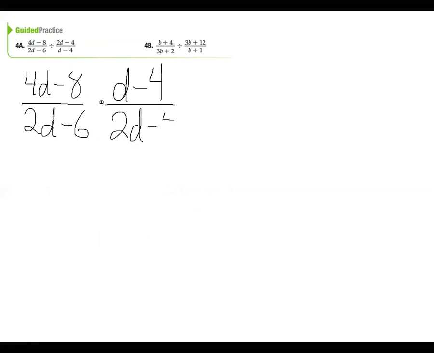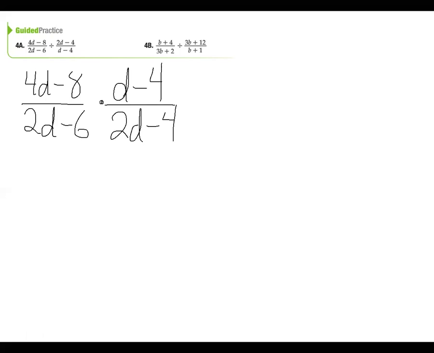(2d - 4). Now be careful, this d minus 4 and this 2d minus 4, you can't cancel that. And this 8 and 6 and these 4 d's and those things, you can't cross-reduce those because they're part of a subtraction problem. You have to have it multiplied as factors.